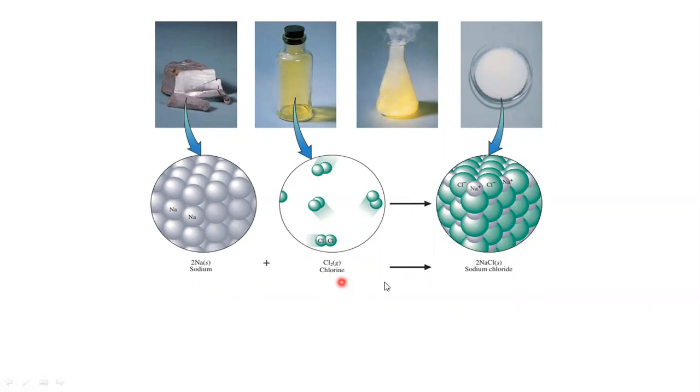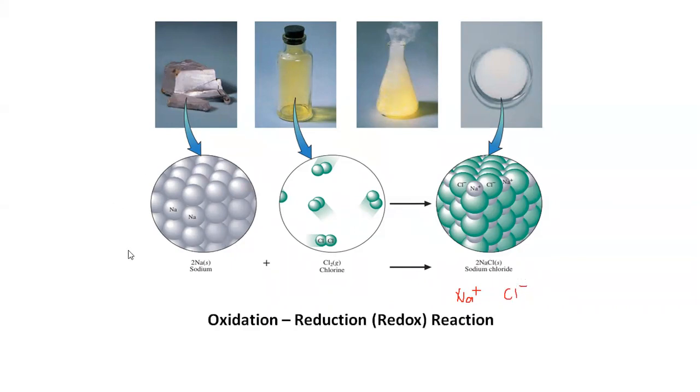form the ionic solid, sodium chloride. Ionic solid means a solid formed or held together by an ionic bond, which contains positively charged sodium and negatively charged chlorine ions. So reactions like this one, in which one or more electrons are transferred, are called oxidation reduction or redox reactions.